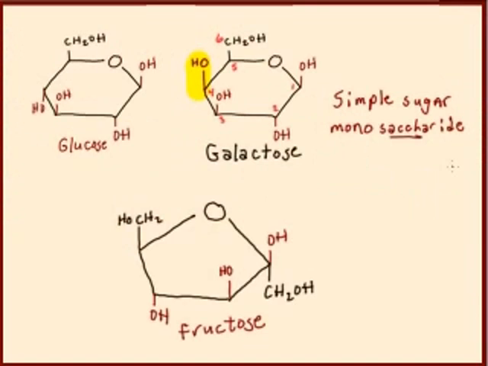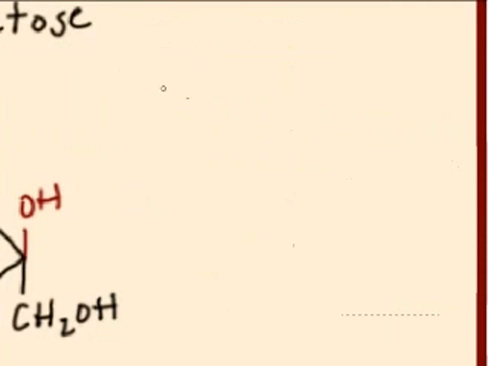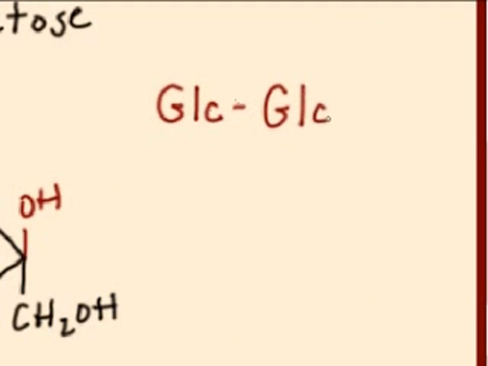Sometimes you can put two of these together. For example, I'm not going to show the structure here, but if you join glucose, we'll just put GLC for glucose, and glucose together, we call that maltose. And ose means sugar or sweet, just like saccharide means sugar or sweet.